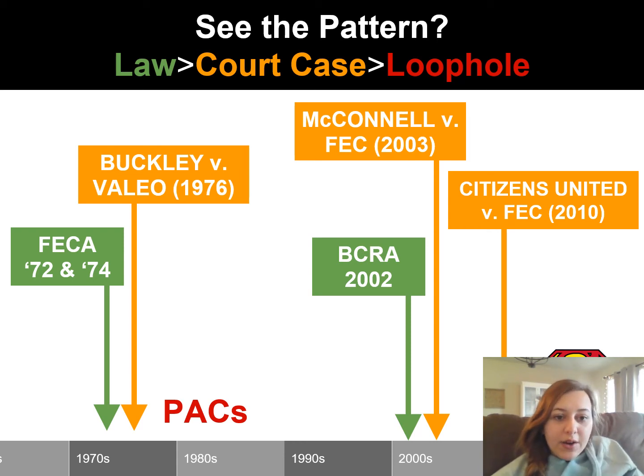There's kind of a pattern here, right? Congress will try and do something about campaign finance, and then there's a court case attempting to overturn part of a law passed by Congress, and it results in what we call a loophole, a way to get around the law, right? Same thing happens over here.